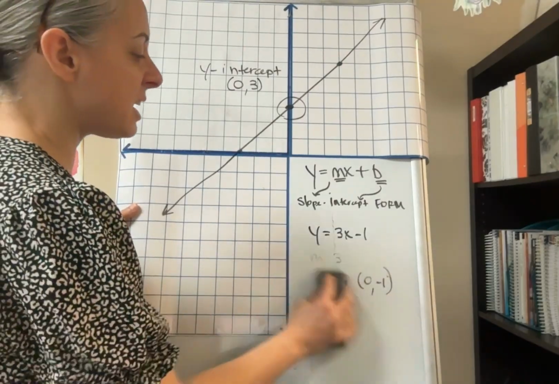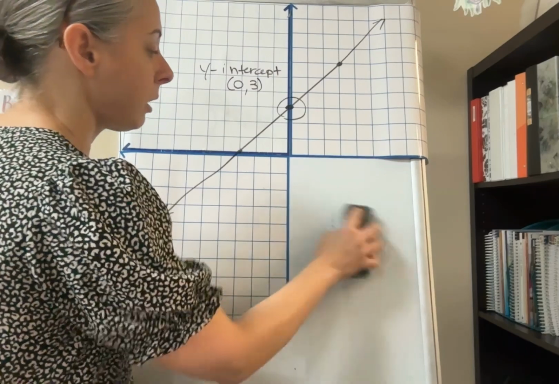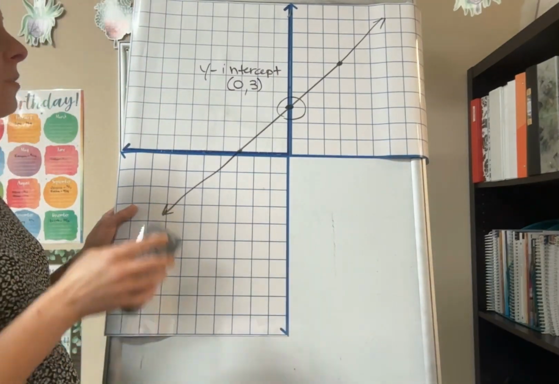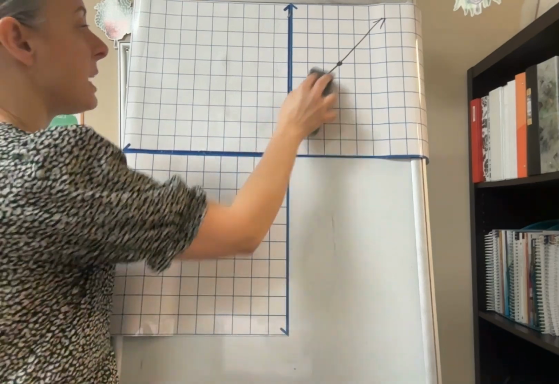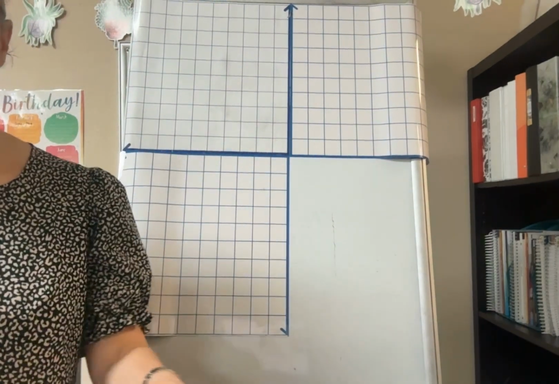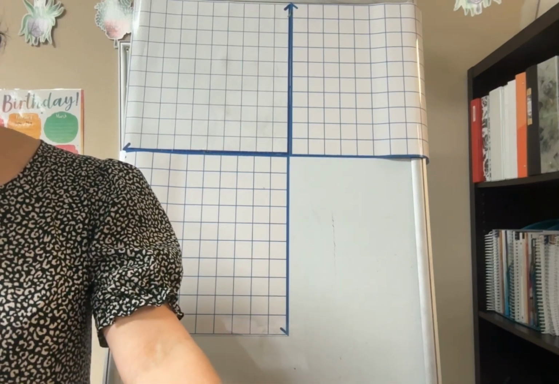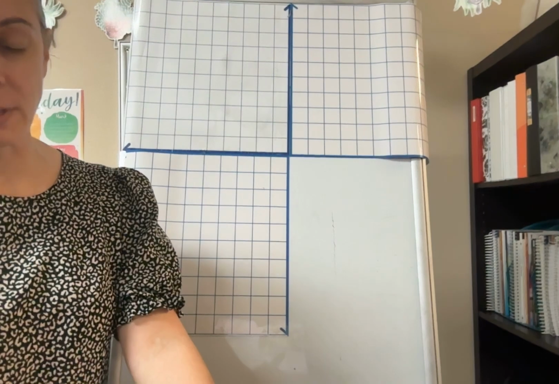So let's look at example 3 and see how we can use what we've learned today to solve a real world problem. Okay, we've learned how to take a function rule and make ordered pairs for that function rule, and then graph that information, and then find the slope and the y-intercept of that graphed line.